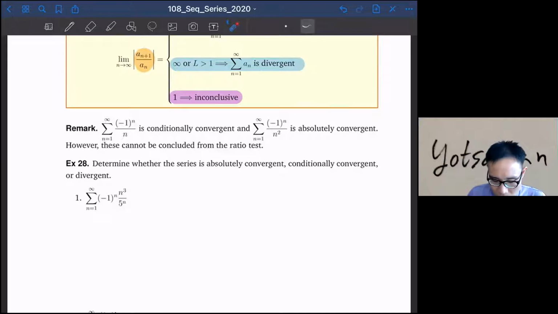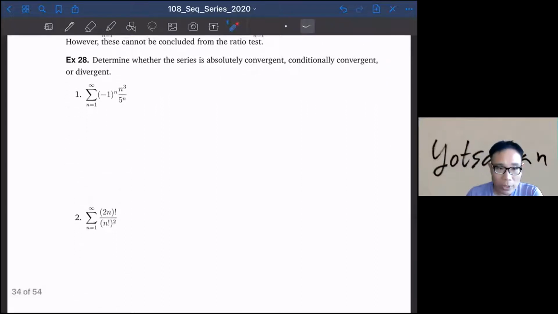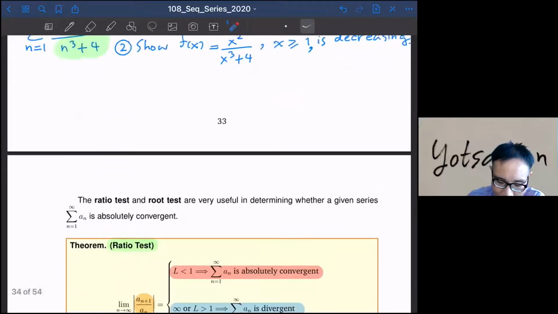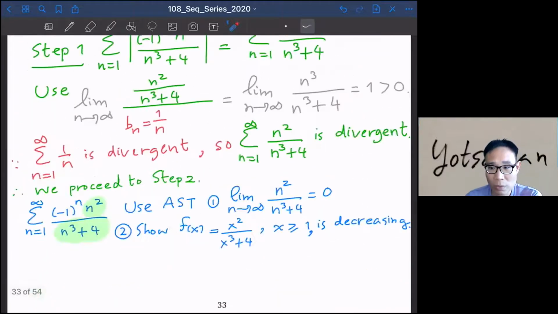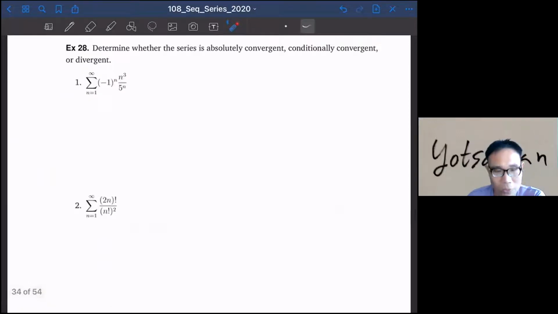I will give you two examples. Example 28: we'd like to determine whether the series is absolutely convergent, conditionally convergent, or divergent. For this one, you don't have to do something long like the previous case. In the previous example, it was kind of long. For this one, you can just apply the ratio test to reach the conclusion.